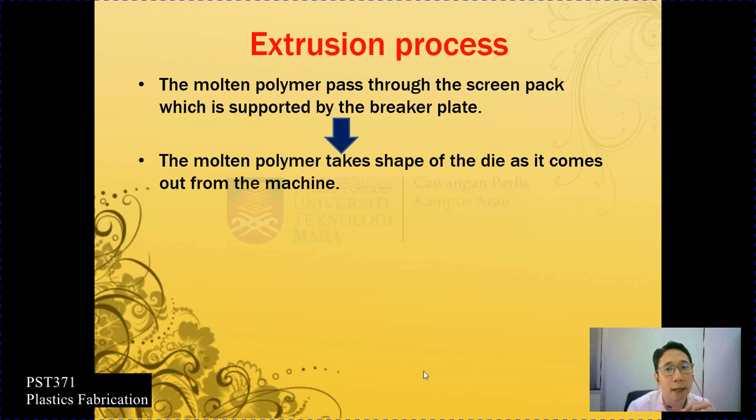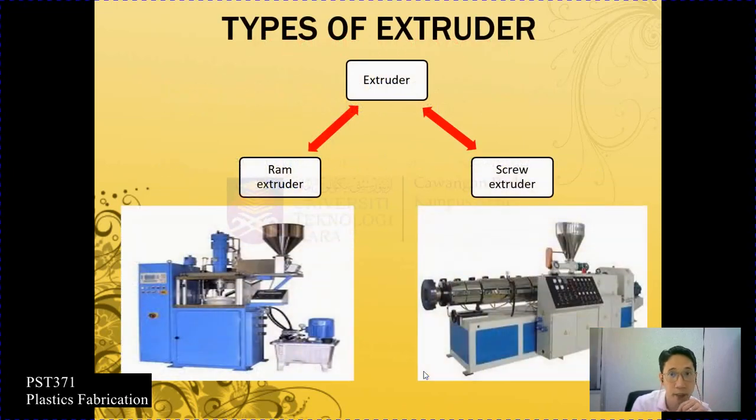And then the breaker plate, usually the function is to support the screen pack. We call that, as we know, high pressure will be introduced during the extrusion process. So, breaker plate, we keep on break some of the pressure that being exert into a screen pack itself. And then the molten polymer takes shapes of the die as it comes from the machine.